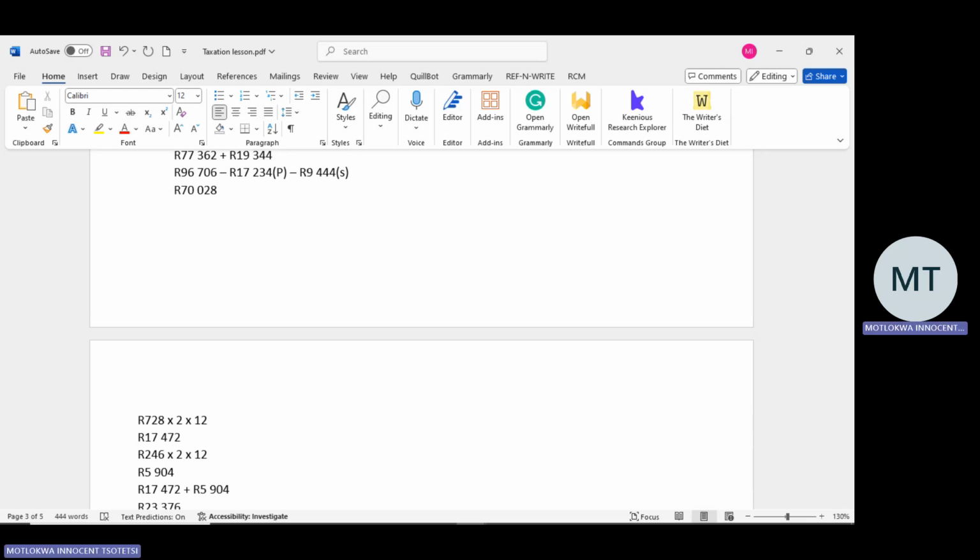So we are going to take this 23,376 and deduct it from the amount that we are left with, which is 70,028. So we are going to deduct that 23,376. So we have deducted the amount, okay? So let's see now the amount that we are left with. So we are going to be left with 46,652, okay?